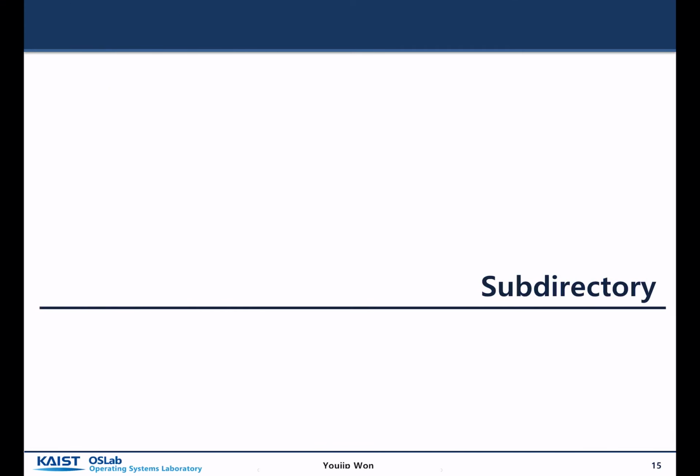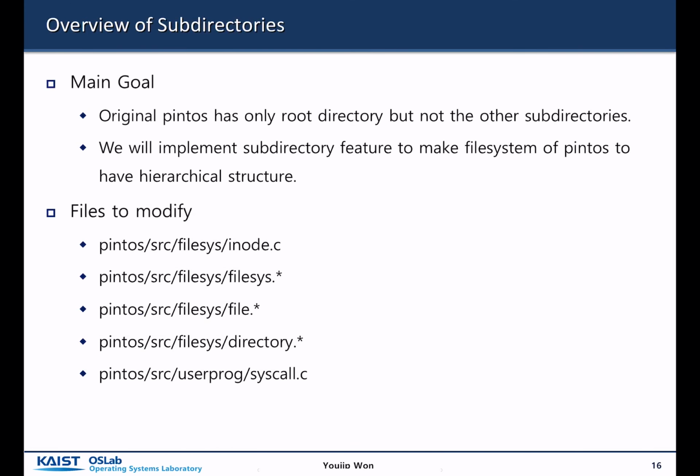The next topic is subdirectory. Original Pintos has only a root directory, but not other subdirectories. So we'll implement the subdirectory feature to make the file system more reasonable. And we will bring in the concept of a hierarchical tree structure. This is the list of files you need to modify in the course of creating the subdirectory concept in the Pintos file system.